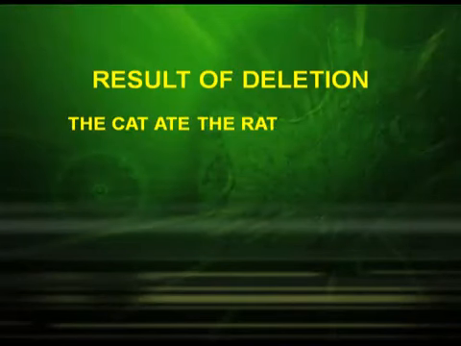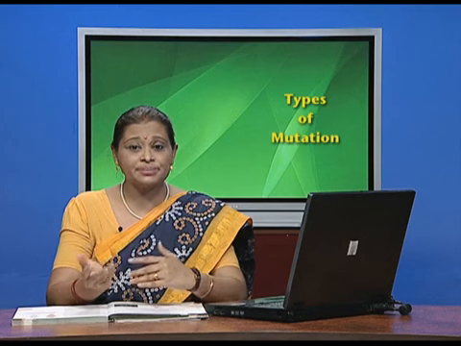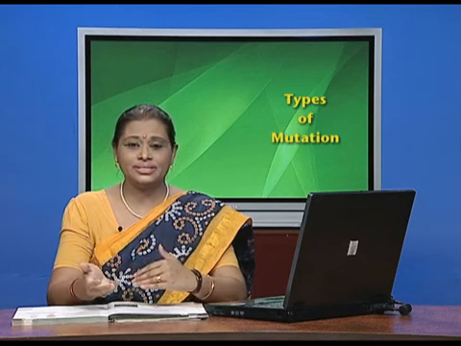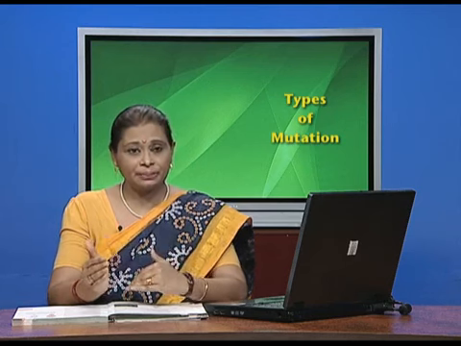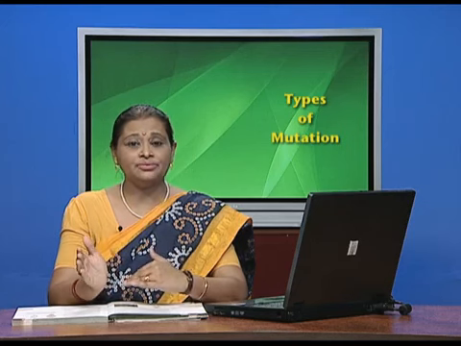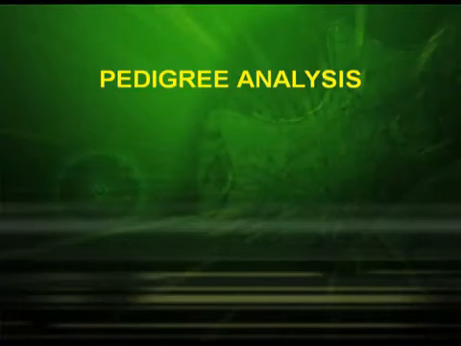Now, let us see the result of deletion. Again, write the sentence, the cat ate the rat. Now, let us say you remove the A. So what does the reading frame become? THE CAT TET HERAT. Does it mean something? No. Again, it is meaningless. That means it is producing an abnormal polypeptide because of the change of the frame. There is a total change in the reading frame. So, now we see how mutation is caused by addition, deletion, substitution and duplication. Now, let us study another very important topic, what we call pedigree analysis.